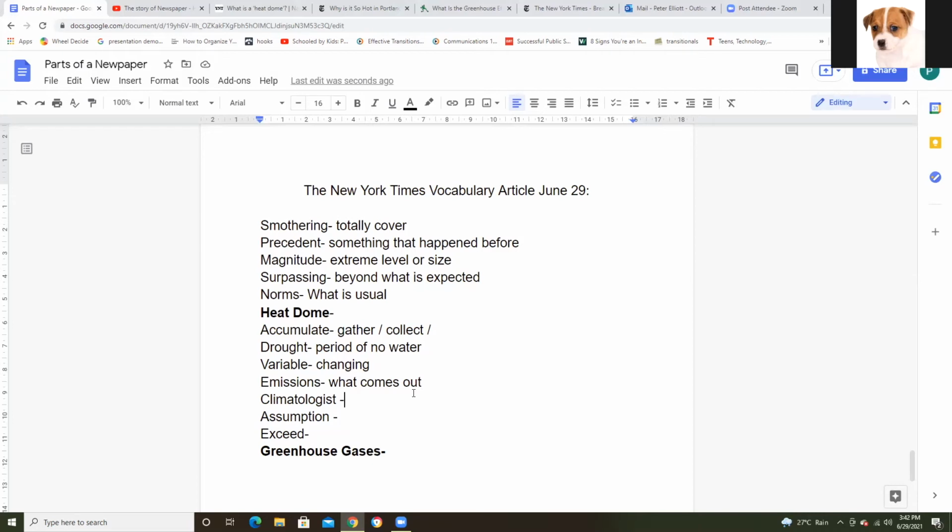Let's do an easy one. Ologist. Ology is the study of. Ist means person. And climate is the climate. So just to tell you, a climatologist is a person who studies the climate.